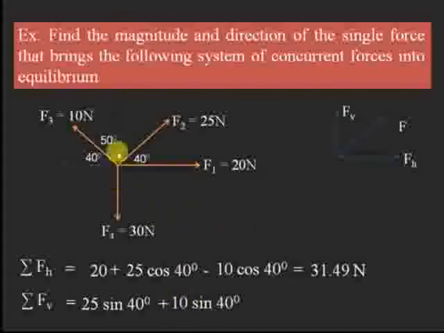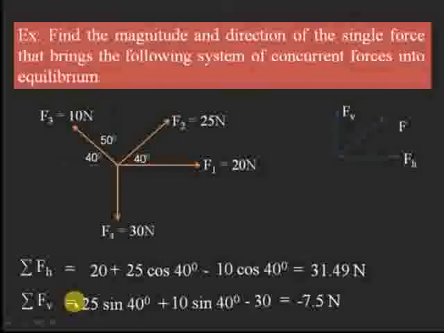Again here F4 is there, which is already acting in the vertical direction only. So directly 30 newtons we have to take, and here it is acting in the downward direction, which is the negative direction. So again we have to take the negative value of 30, and the sum by calculation will be minus 7.5 newtons. Minus means the sum of all vertical forces will be acting in the downward direction.